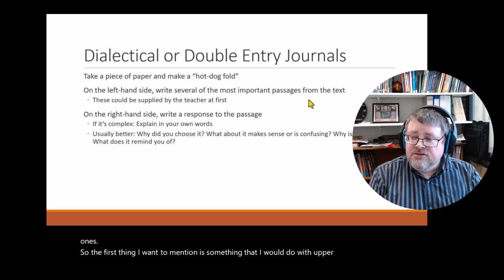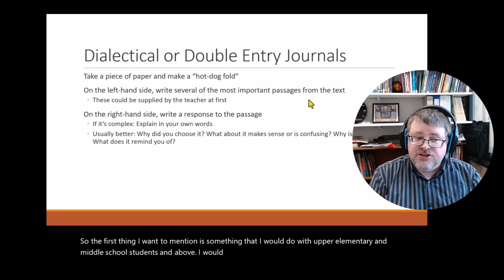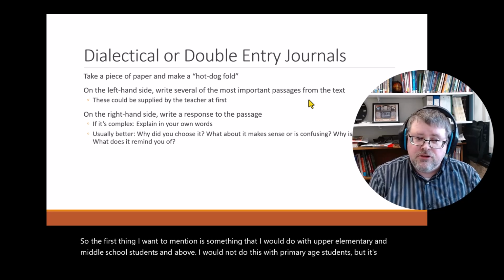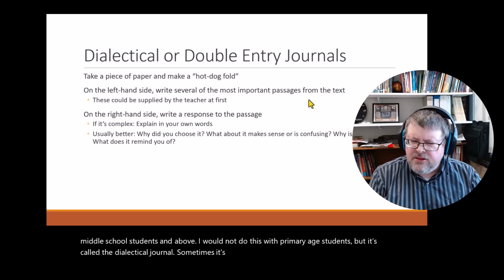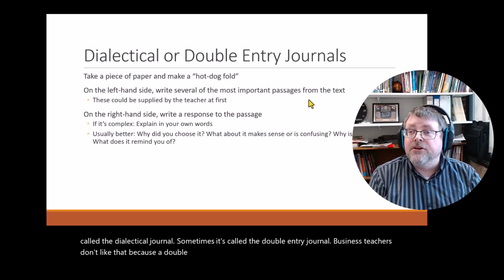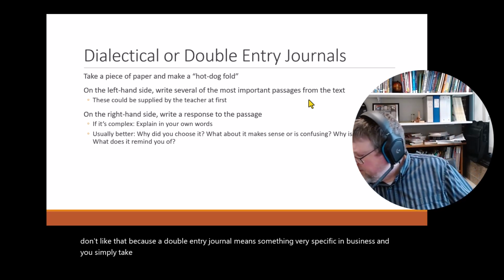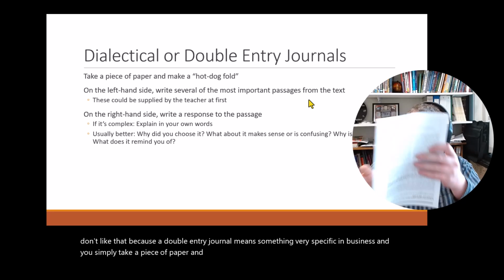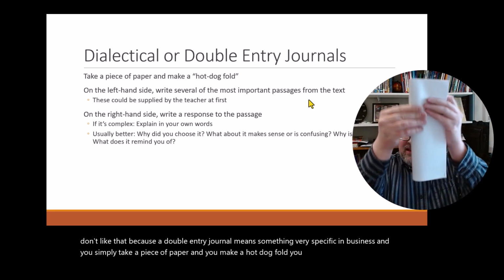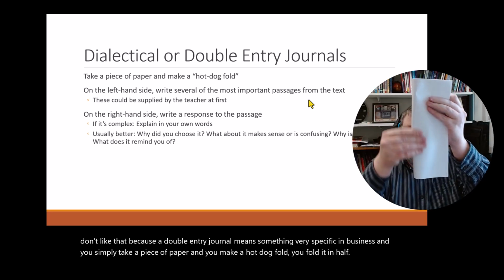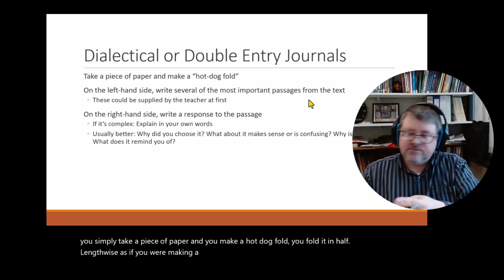So the first thing I want to mention is something that I would do with upper elementary and middle school students and above. I would not do this with primary age students, but it's called a dialectical journal. Sometimes it's called a double entry journal. Business teachers don't like that because a double entry journal means something very specific in business. And you simply take a piece of paper and you make a hot dog fold. You fold it in half lengthwise as if you were making a hot dog bun.